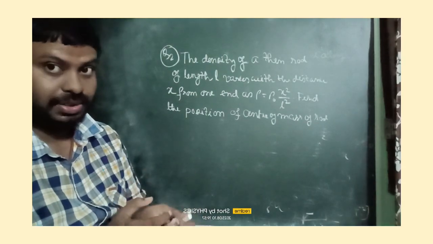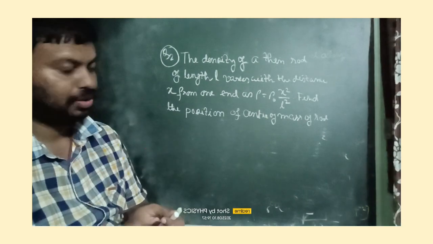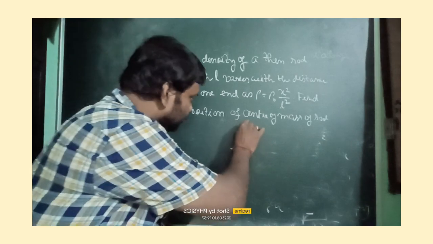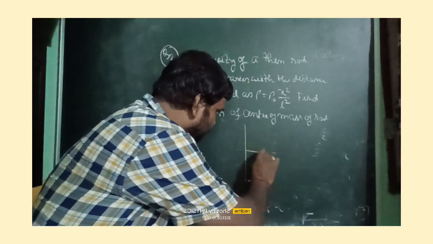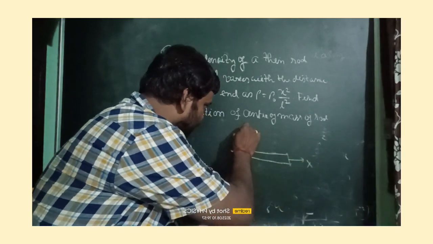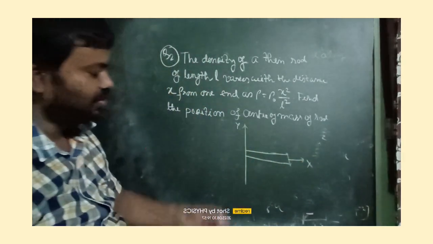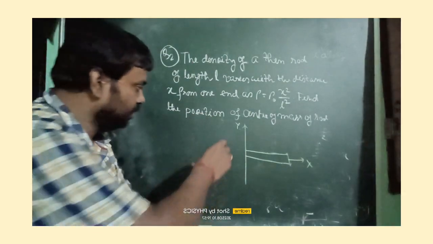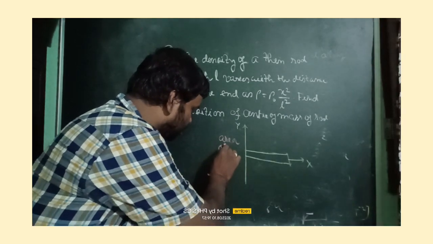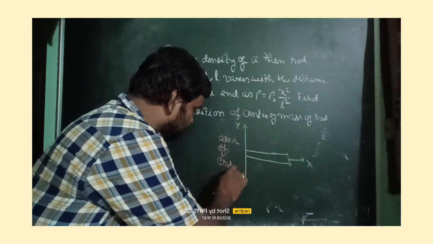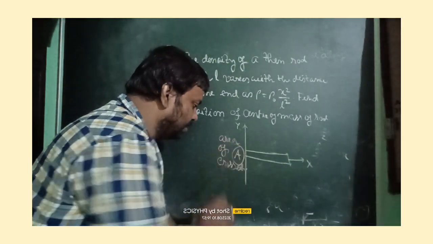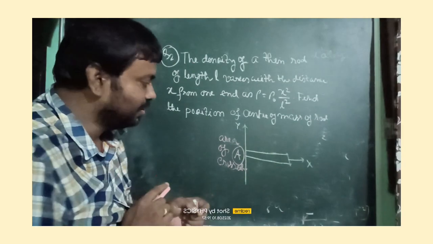Now, to solve it, first we have to think about the rod. Let us draw the rod. This is the rod. It is lying along the x-axis. This is the y-axis. Now it is a rod, so there should be an area of cross section. Let us consider the area of cross section is A.